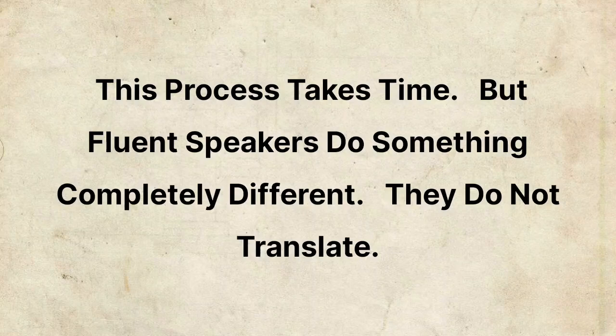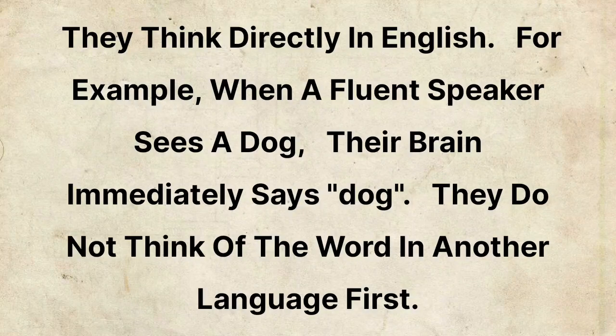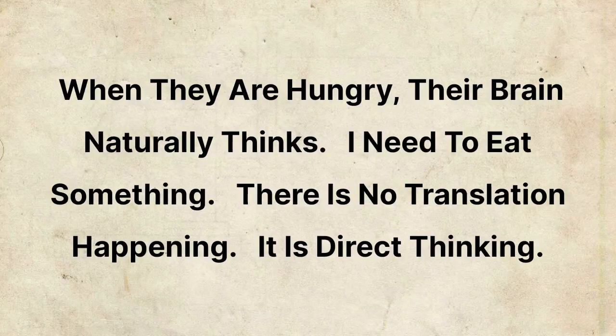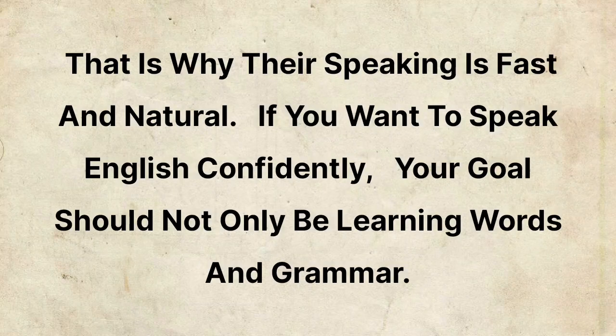They do not translate, they think directly in English. For example, when a fluent speaker sees a dog, their brain immediately says dog. They do not think of the word in another language first. When they are hungry, their brain naturally thinks, I need to eat something. There is no translation happening. It is direct thinking. That is why their speaking is fast and natural.